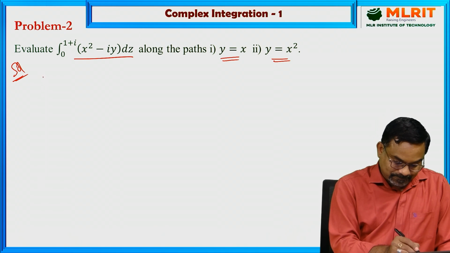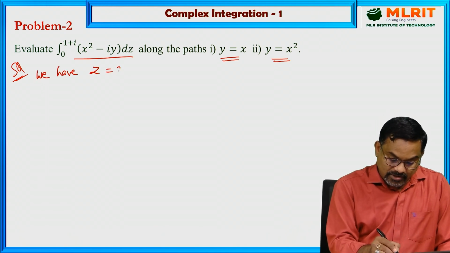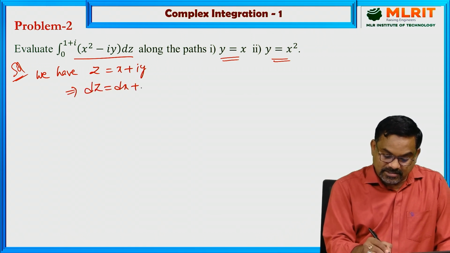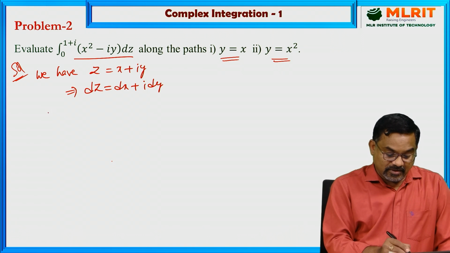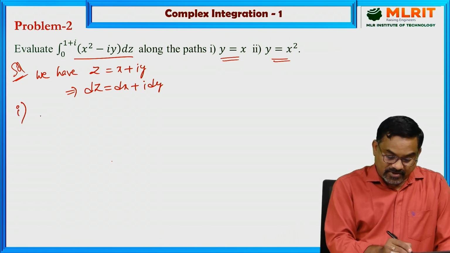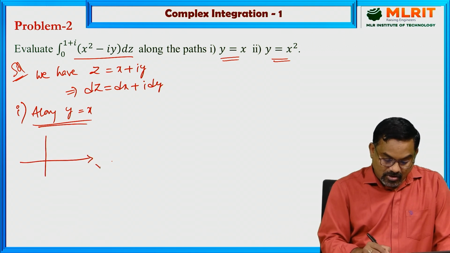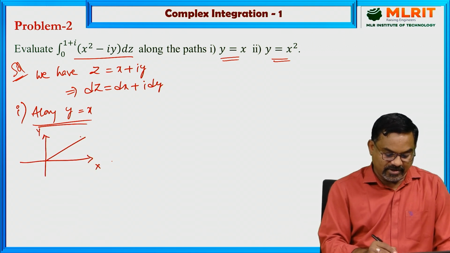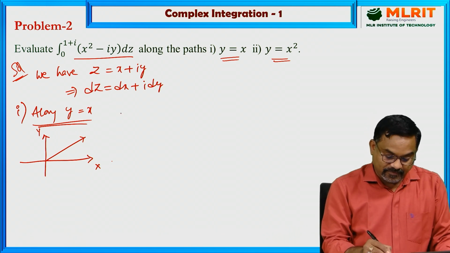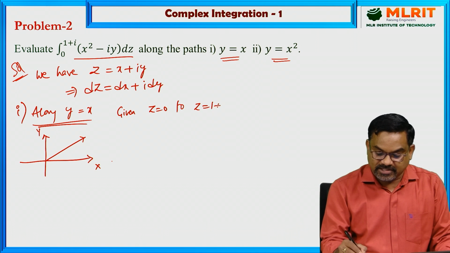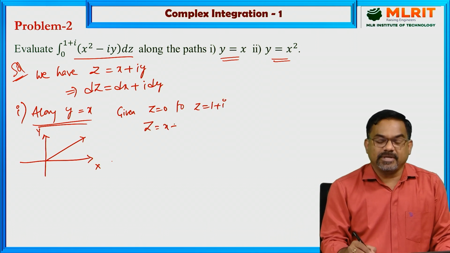Now first we have z equal to x plus iy, so that implies dz is dx plus i dy. And now coming to the first one, along y equal to x. What is this y equal to x? It's a straight line passing through the origin. So this is the line y equal to x. Now what are the given limits? Given z equal to 0 to z equal to 1 plus i. But what is z? x plus iy.